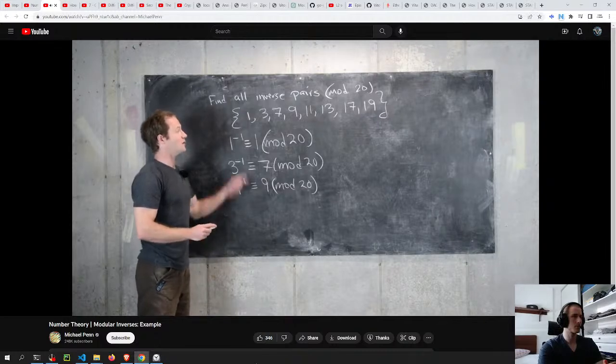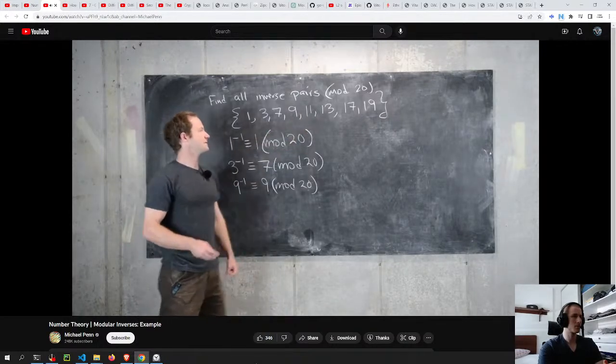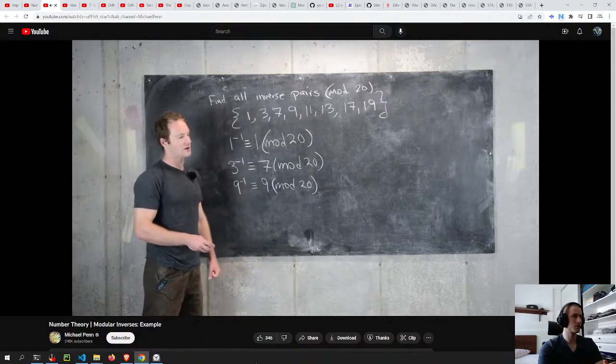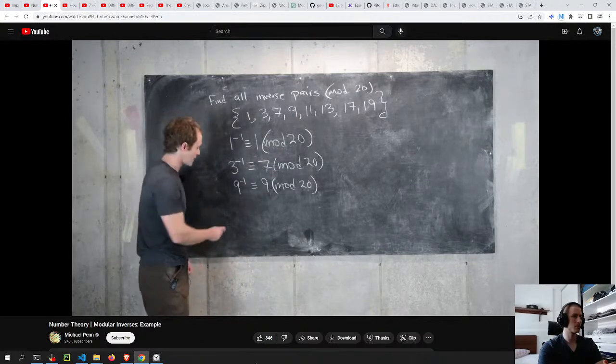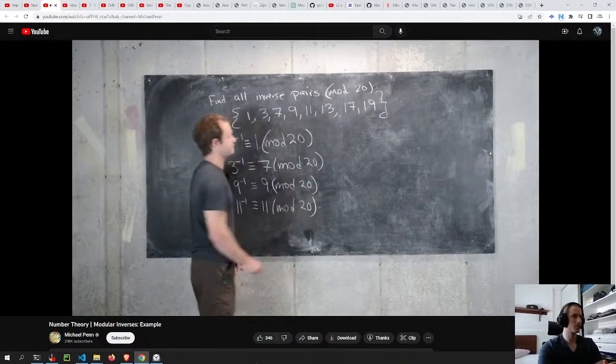Great, and now we get into the numbers that are a little bit bigger and might be a bit trickier to figure out. So let's go to 11. So 11 times 11 is 121. Oh, but luckily 121 is 1 more than a multiple of 20, so that means 11 inverse is congruent to 11 mod 20. Okay, fantastic.